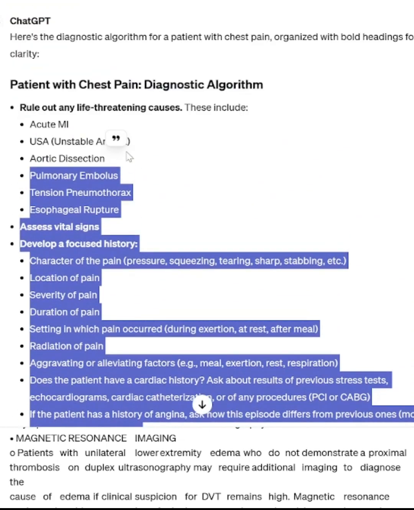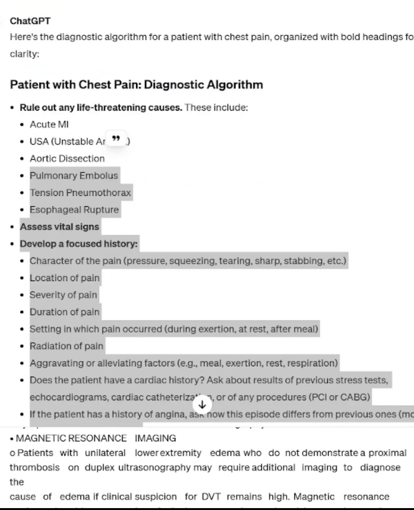Here's the diagnostic algorithm for a patient with chest pain, organized with bold headings for clarity. Patient with chest pain, diagnostic algorithm: rule out any life-threatening causes. These include acute MI, unstable angina, aortic dissection, pulmonary embolus, tension pneumothorax, esophageal rupture.